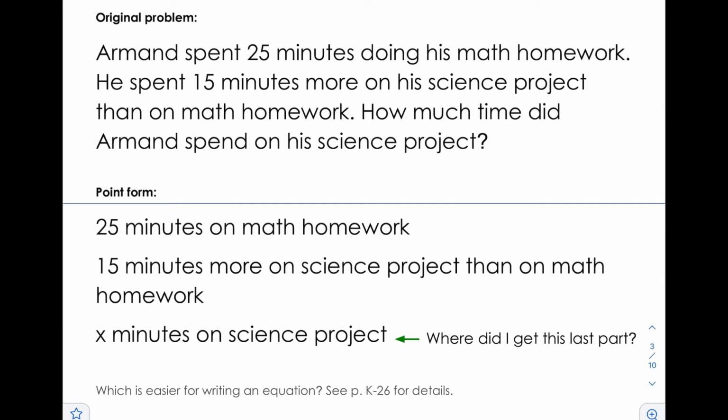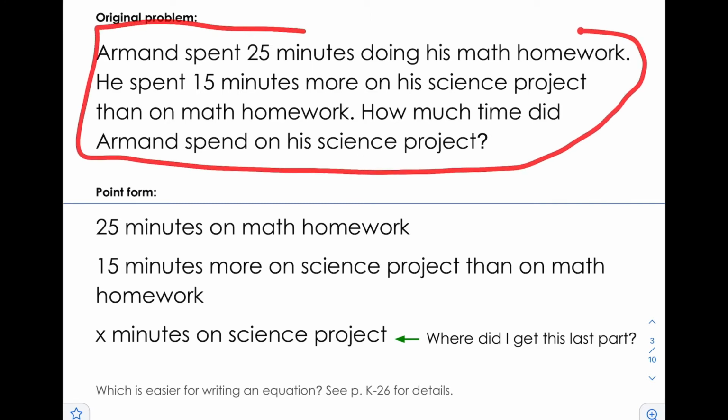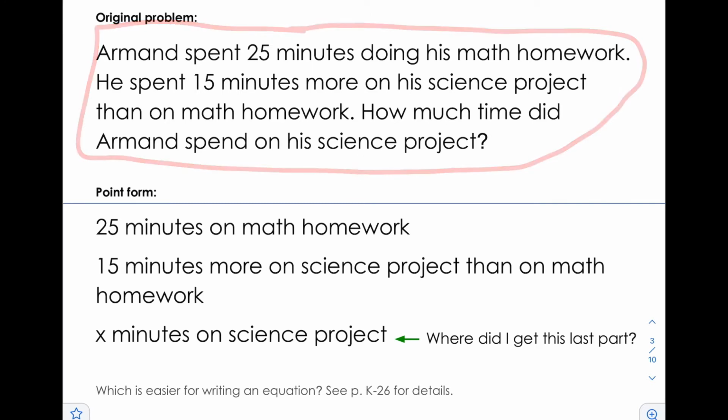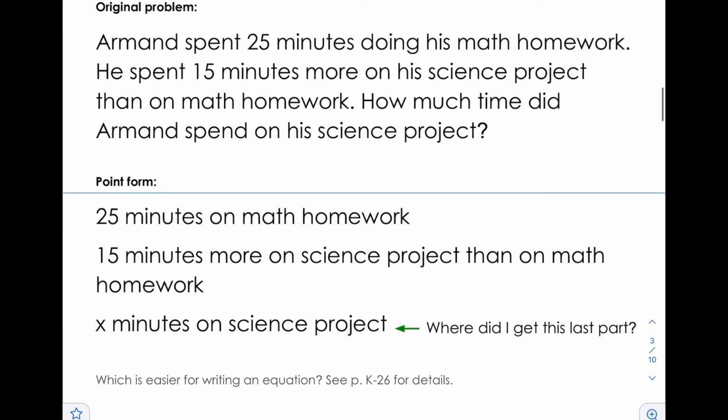All right, let's look at a word problem. Armand spent 25 minutes doing his math homework. He spent 15 minutes more on his science project than on math homework. How much time did Armand spend on his project? So sometimes when we see a big block of writing like this, it can look a little bit overwhelming. But if we break down the information into point form, the important pieces of information, it can be easier to work with. So what do we know from the paragraph up above?